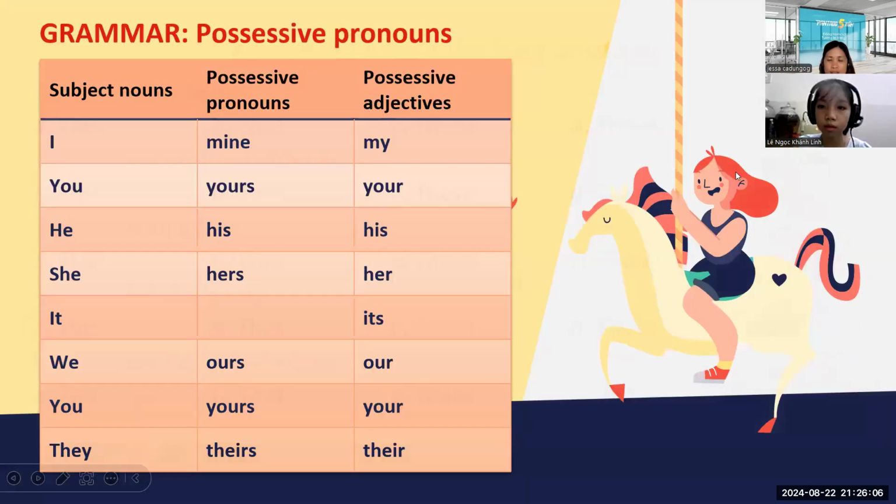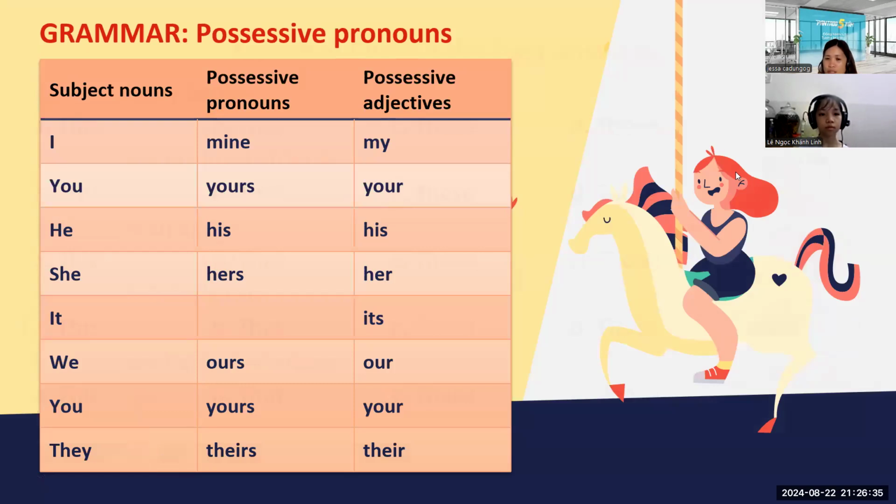Okay, Lynn, can you see the teacher's screen? Yes. Okay, so we have here, Lynn, what we call possessive pronouns. These possessive pronouns are used to replace the nouns that we are using. We don't say the name of a person, an animal or a thing, but we simply use these possessive pronouns. If we say possessive pronouns, it refers to the ownership of the person.